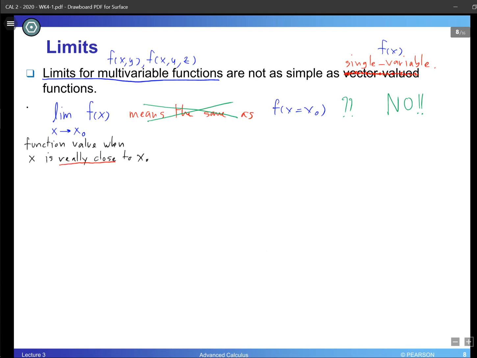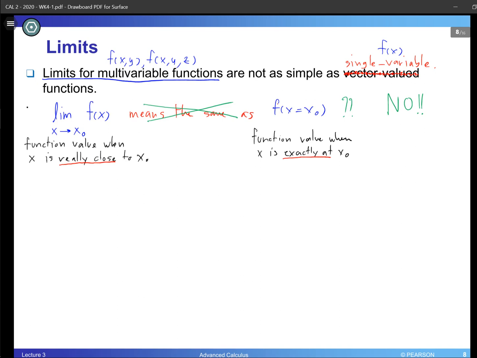Now what about function value at x equal to x0? This, just like it says, is the function value when x is exactly at x0. Exactly at x0. So here's the difference. A small difference, but they are different. One is exactly at that point, and the other is about being really close.